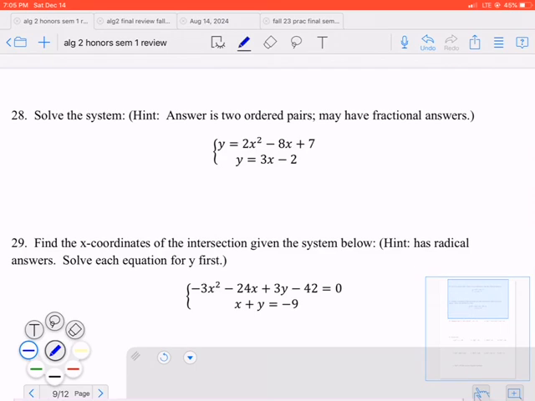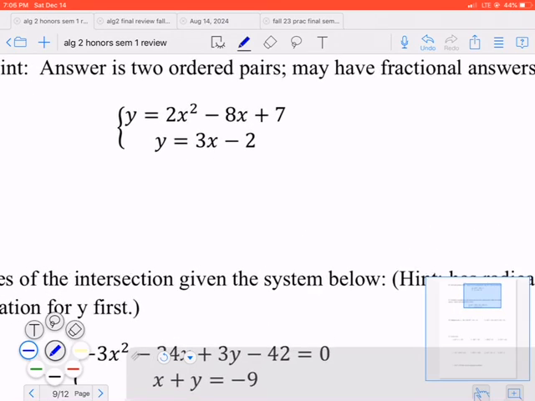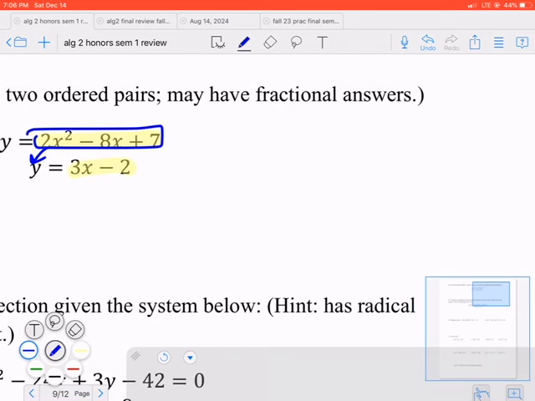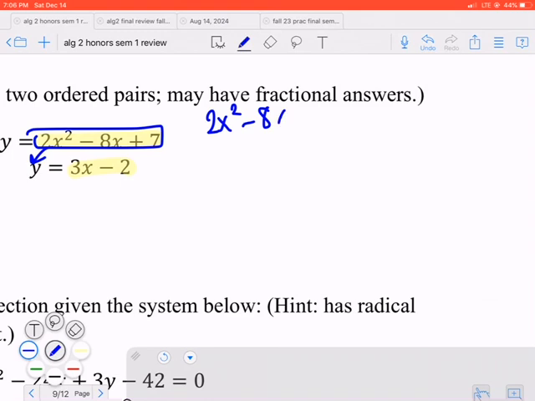Solve the system. There may be fractions. Okay, so y is equal to this, and y is also equal to that. So I'm going to plug this in for that y. 2x squared minus 8x plus 7 is equal to 3x minus 2. Now I'm going to get everything on one side, so it equals 0.